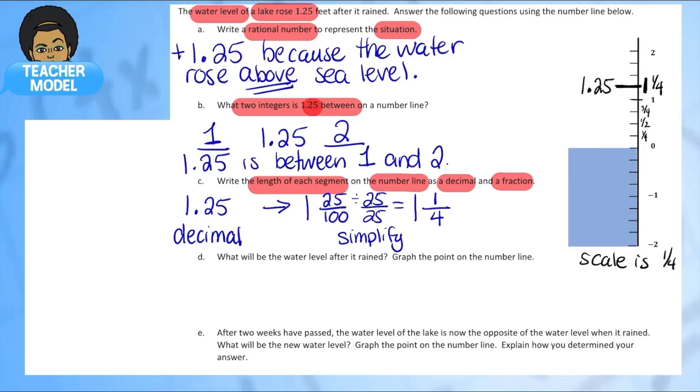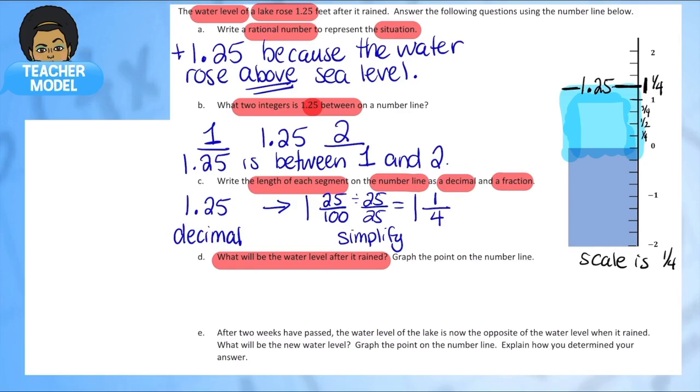All right, so let's go to the next part. You see how I really love my visuals? My visuals just help me to see things, especially scale. By drawing out that fraction bar from 0 to 1, we can figure out the scale pretty easily when we have fractional numbers. Okay, here's the next one. What will be the water level after it rained? Graph the points on the number line. Well, after it rained, it reached 1 25/100. It rose up. So I know that this is where the water goes up to. Goes up to 1 25/100. And we graphed it. Okay.